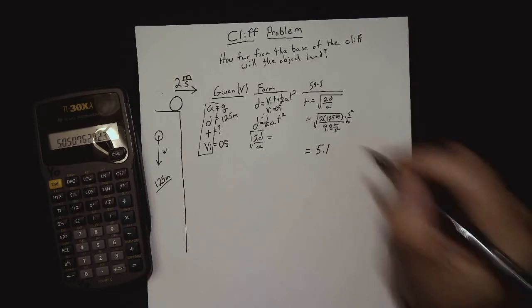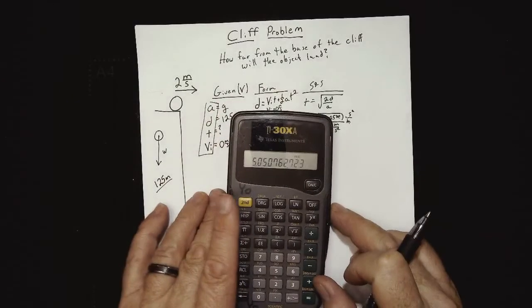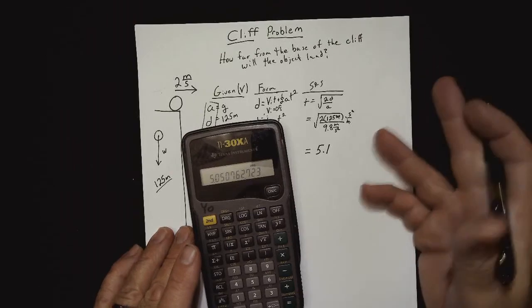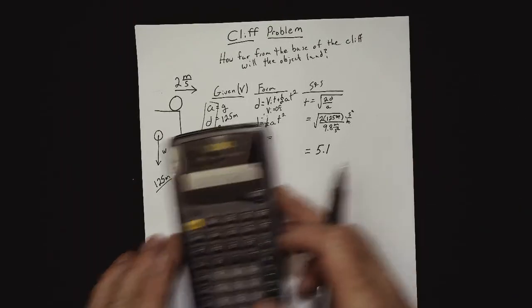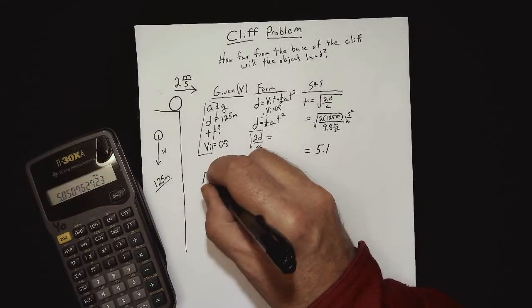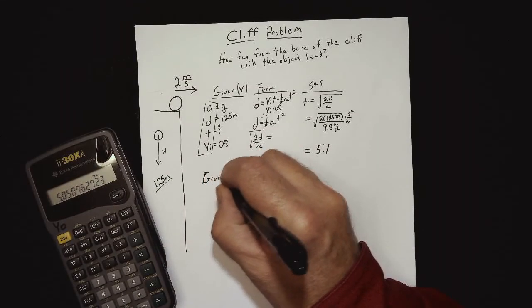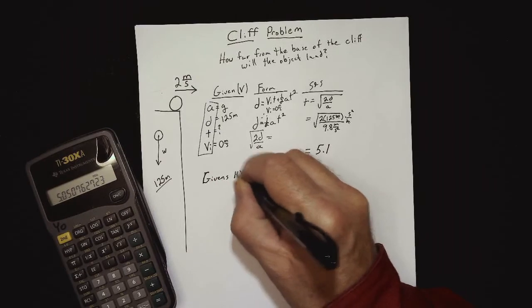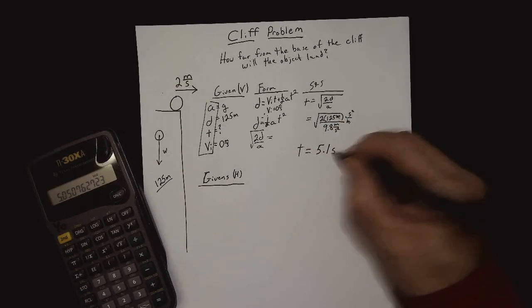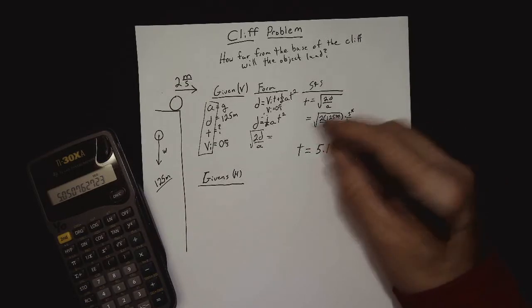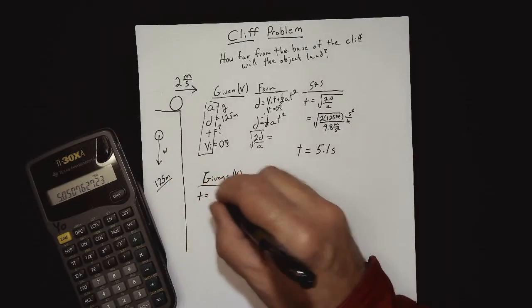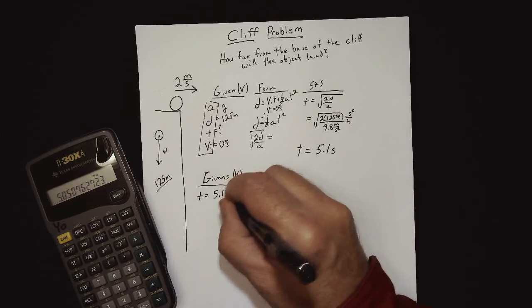So this is approximately 5.1, but I'm going to leave the entire number there because I think it's always best to round external to the problem, not internal to the problem. So keep the numbers going. These are our givens for the horizontal. Time equals 5.1 seconds. We took the square root of the seconds squared. So our first given is t equals 5.1 seconds.